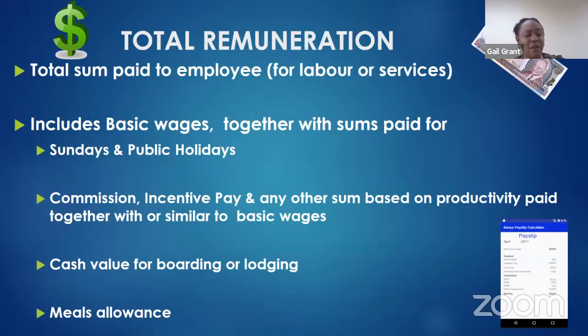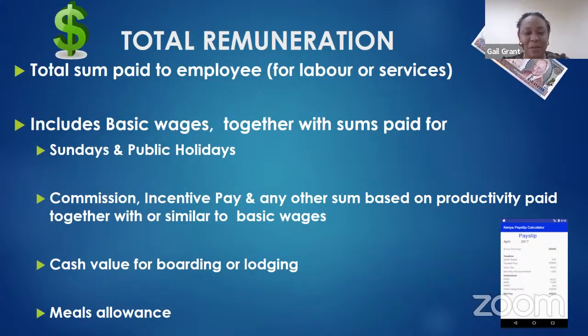So since we have already discussed what is an employee, just to give a slight background, an employee is a person who's under the control of the employer. They are dependent on the money which is paid for them. They're given direct instructions. There are other factors. They're under a contract of employment. So once you have established that a person is an employee, we look at total remuneration. So what is total remuneration? It is the total sum that is paid to an employee for their labor or services. And it includes the basic wages.